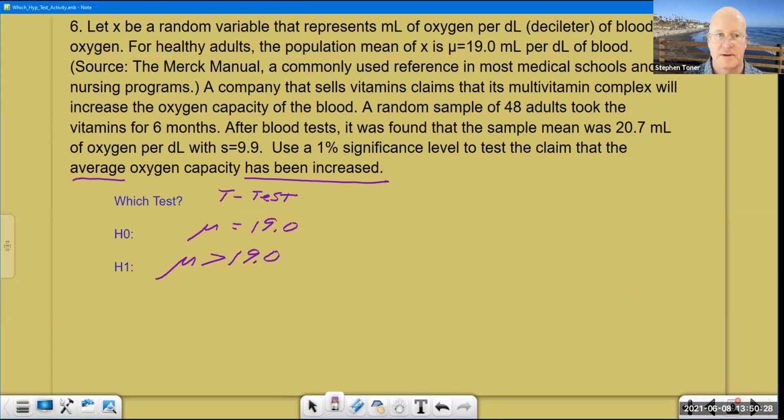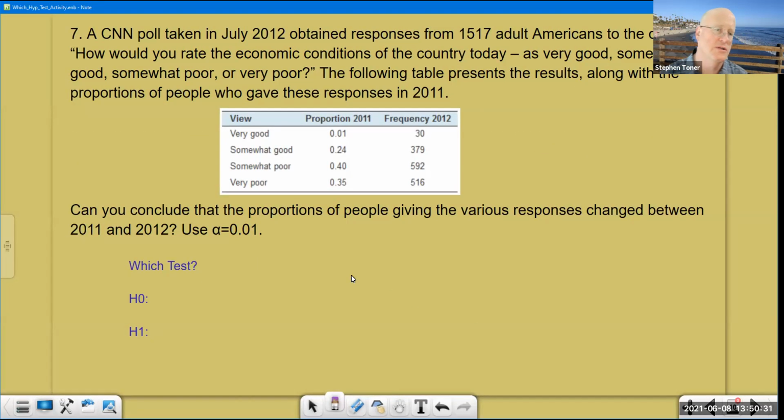Problem number 7. A CNN poll taken in July 2012 obtained responses from 1,517 adult Americans to the question, how would you rate the economic conditions of the country today? As very good, somewhat poor, or very poor. The following table presents the results along with the proportions of people who gave these responses back in 2011. Can you conclude that the proportions of people given the various responses changed between these 2 years?